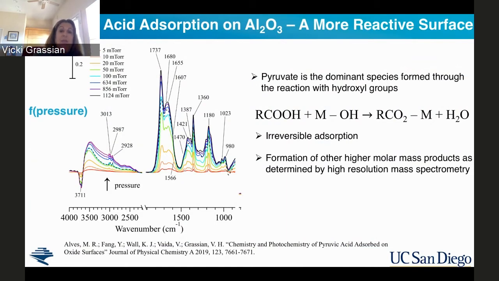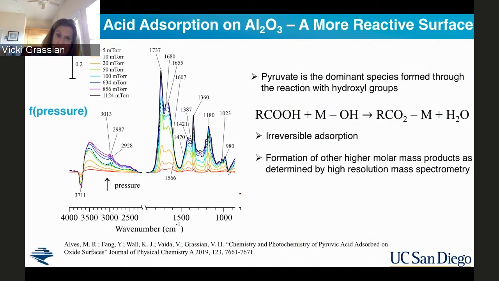And what we're getting is reaction of pyruvic acid. And this happens with a lot of carboxylic acids. And I think you even showed some of this, Tom, in your talk, where you can react on the surface. We can react with hydroxyl groups, and we can actually form an absorbed pyruvate.